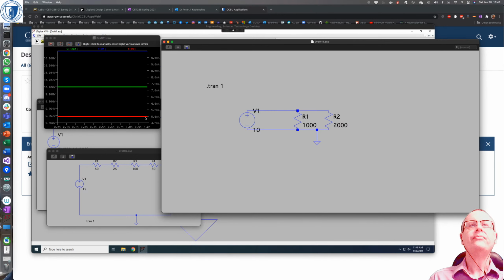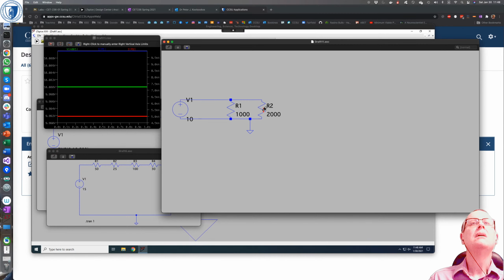Okay, and then I don't know whether I can get the total current. Yeah, I get that current, I get that current. I want to see this current as well.